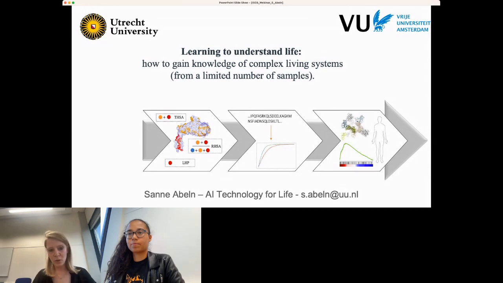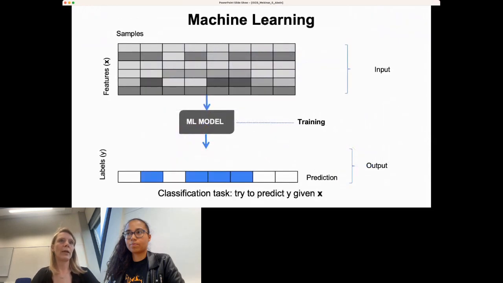And so I will show you some examples throughout the talk, but first I will give you a very brief introduction to machine learning, just so that we have the same terminology for those of you who may not have a background in machine learning.